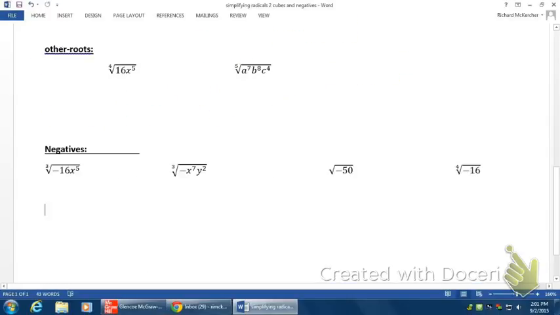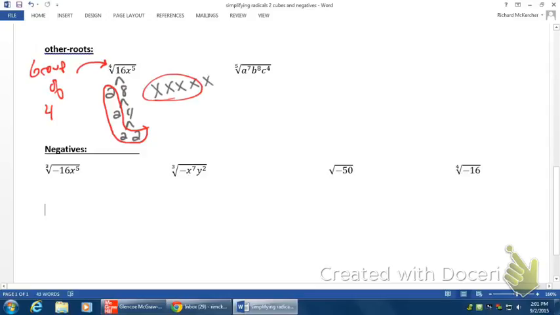All right. We're going to look at some other roots here. Start off with my prime factors. And this time I made a group of 4. Why did I make a group of 4? Because the index was a 4. So as you can see, guys, the index tells you how to make your groups, and that's really all there is to it.